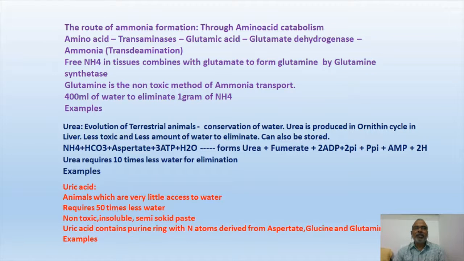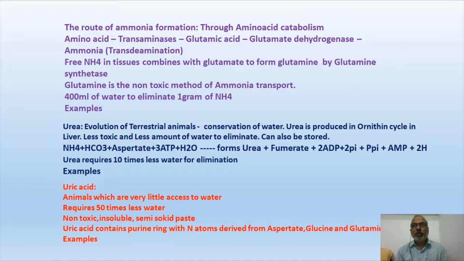This process is known as transdeamination. Transamination occurs first, where the amino group is transferred from one position to the other, and then it is subjected to the removal of hydrogen. That's why ammonia can be synthesized by a process called transdeamination. When ammonia is formed in the tissues, it combines with glutamate to form glutamine by glutamine synthetase. Glutamine is a non-toxic material, and it is a non-toxic method of ammonia transport, because ammonia cannot be transported directly through blood or any media because it is most toxic. So it is converted into a less toxic material called glutamine, and glutamine is transported. The transport form of ammonia is glutamine.